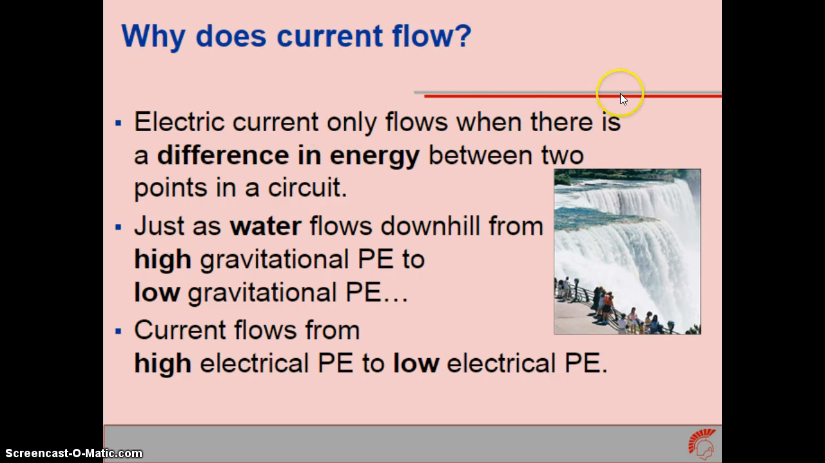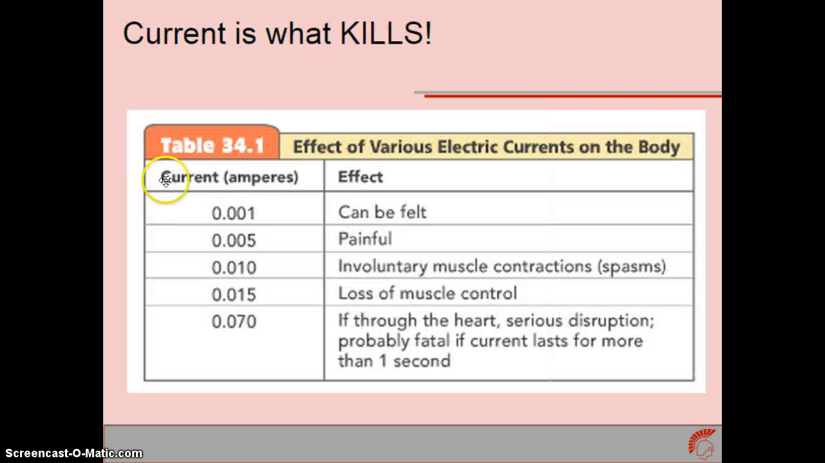So why does current flow? Well, current only flows when there's a difference in energy between the two points in a circuit. Just as water flows downhill from high gravitational PE to low gravitational PE, we can say that within a battery, current flows from high electrical PE to low electrical PE.